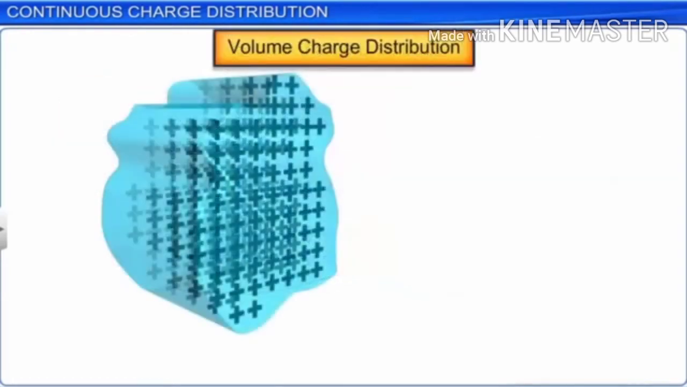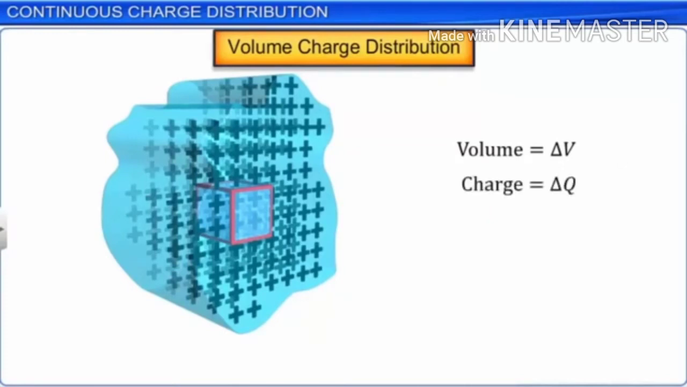Now let us consider a volume charge distribution. Consider a volume V carrying a charge Q. Let us assume that the total volume is divided into a number of small elements, each of volume delta V having a charge delta Q.